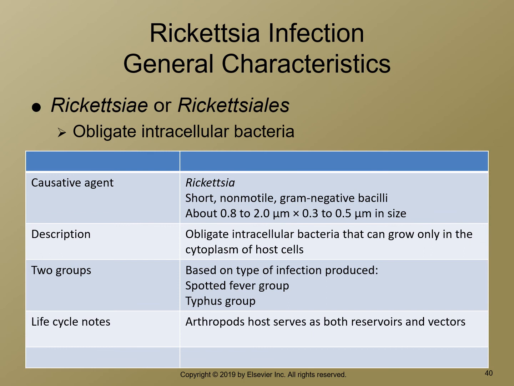Rickettsia species are the next arthropod-borne organism we'll discuss that causes different types of rickettsia infection, including the spotted fever group and the typhus group. So the rickettsia organisms are short non-motile gram-negative rods that are obligate intracellular bacteria that can only grow in the cytoplasm of host cells. The arthropod hosts serve as both reservoirs, in which the organism is transmitted transovariously, and as vectors, because the organism is transmitted between mammalian hosts.